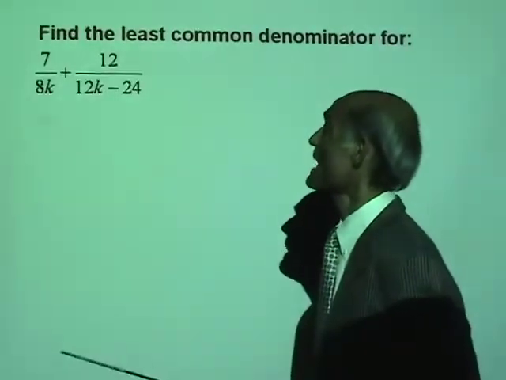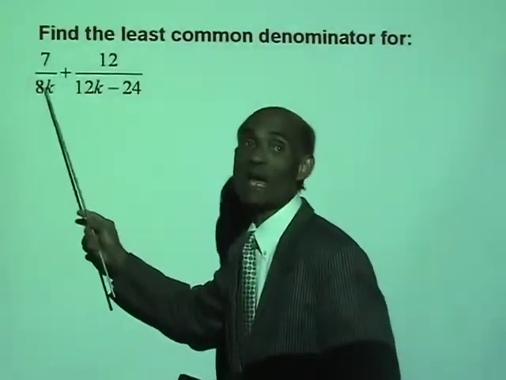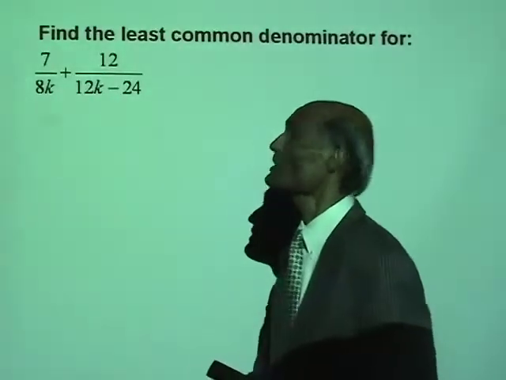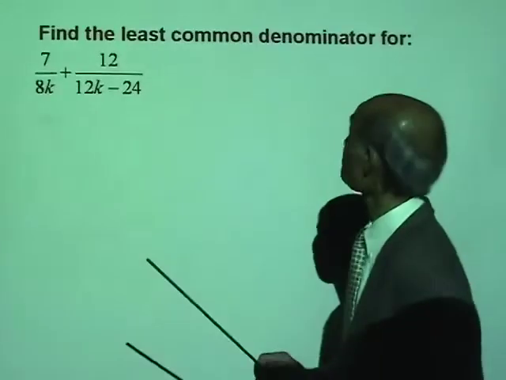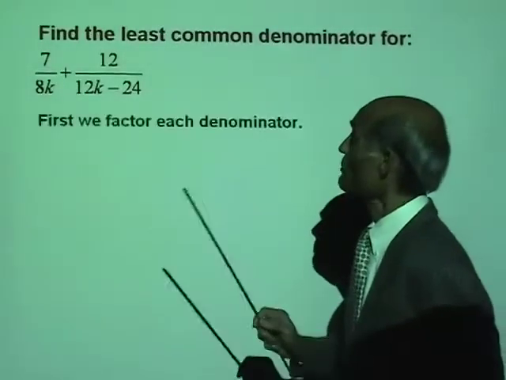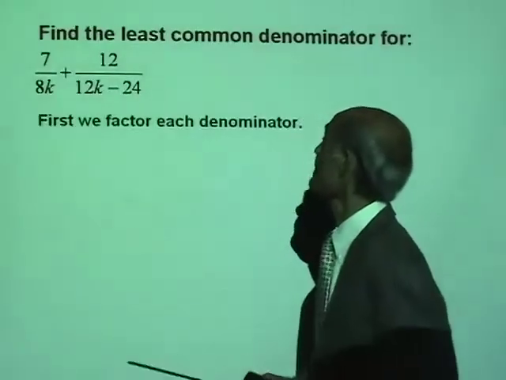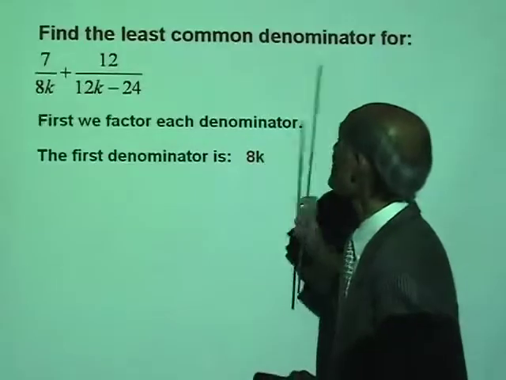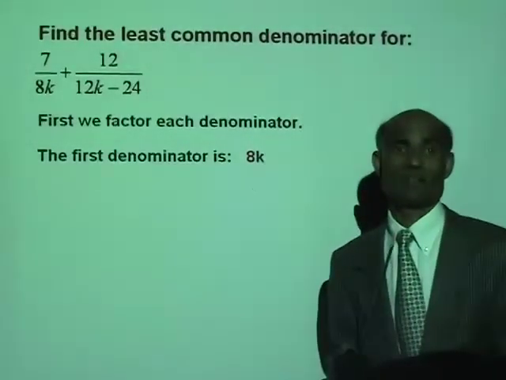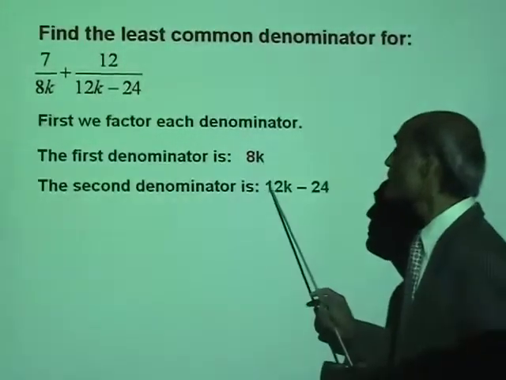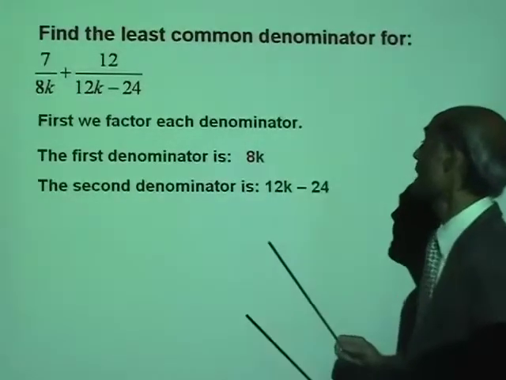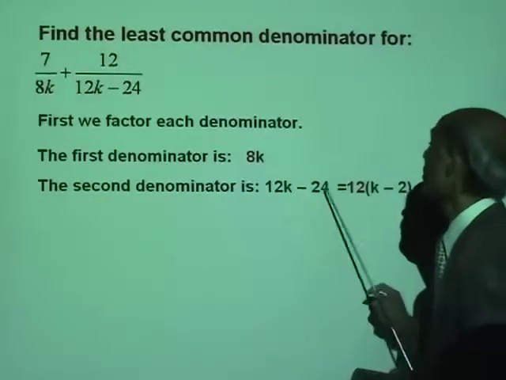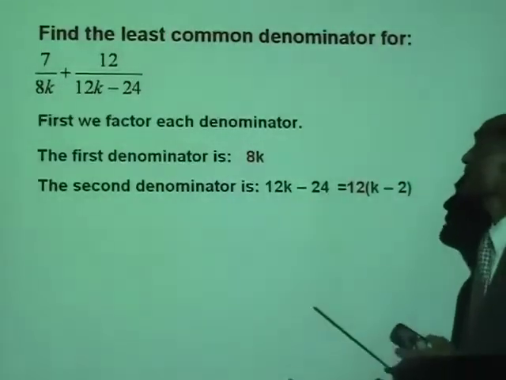Alright, let's do this now. 7 over 8k plus 12 over 12k minus 24. Alright, the first thing to do is to factor each denominator. Now, the first denominator is 8k. And the second denominator is 12k minus 24. And how do you factor that? That will be 12 times k minus 2.